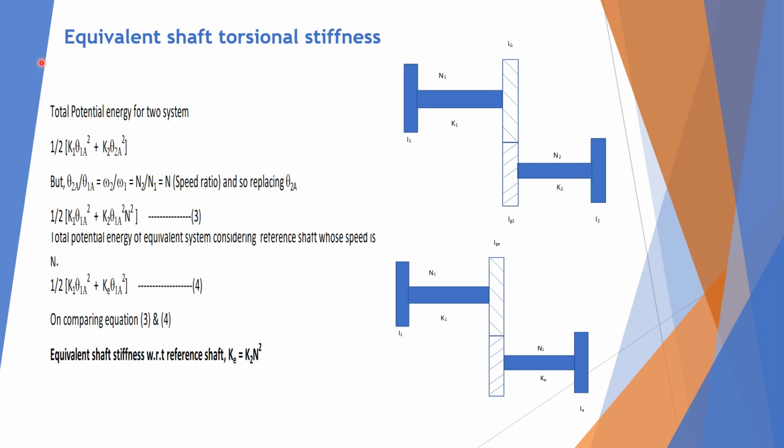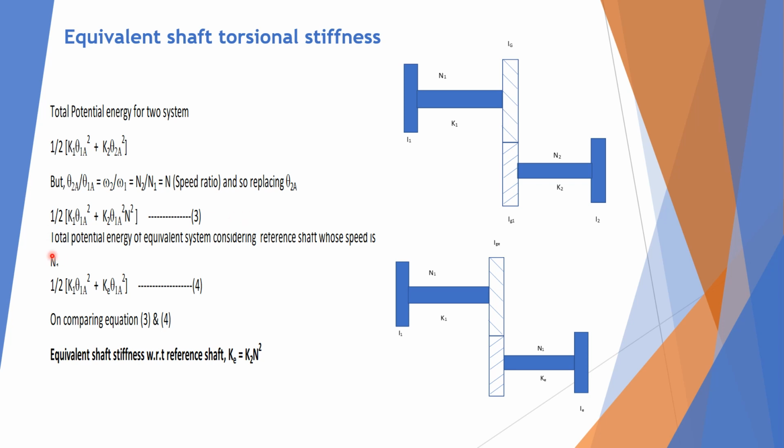Now, the equivalent shaft torsional stiffness. The total potential energy for the two systems will be the same. So half into [K1 theta 1A square plus K2 theta 2A square]. But again, theta 2A upon theta 1A is equal to omega 2A upon omega 1A is equal to N2 by N1, which is equal to N. So replacing theta 2A, we can write half into [K1 theta 1A square plus K2 theta 1A square N square].